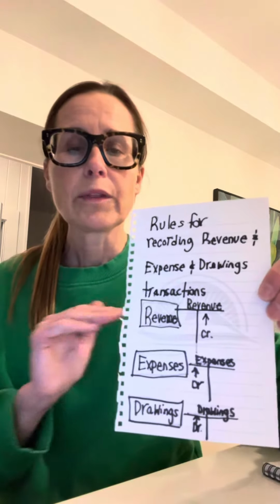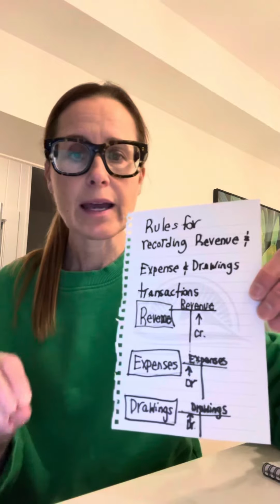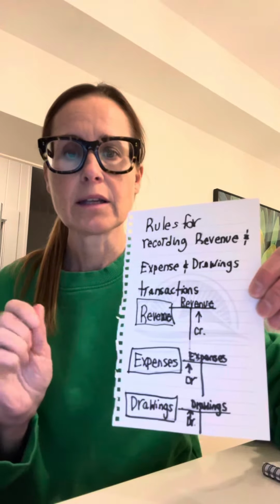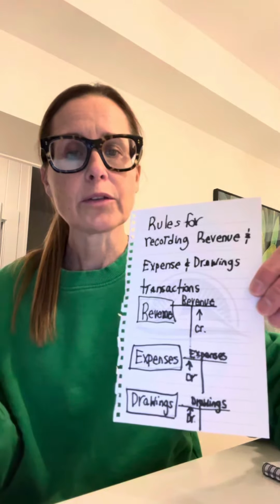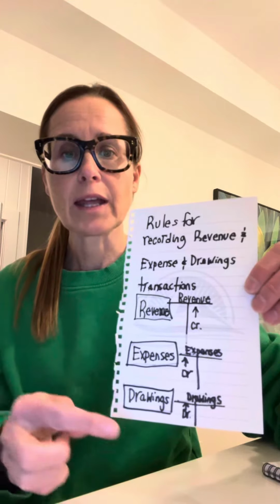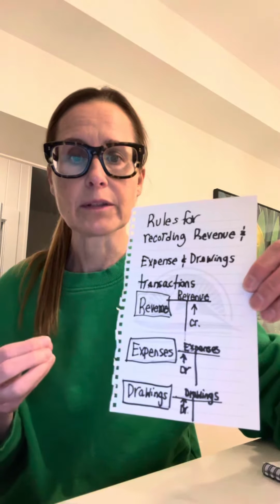And then this last one we talked about briefly before, but I don't know if you remember. When the owner withdraws or takes out any asset from the business, cash or any other asset, please always use the drawings account. It is also a part of equity, and it's going to track or show us every time the owner took something out of the business.